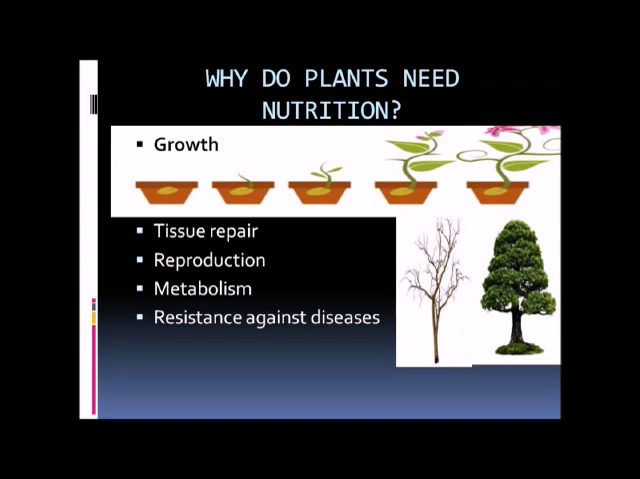Another important thing is resistance against diseases. The energy coming from the food helps the plant to resist the diseases.